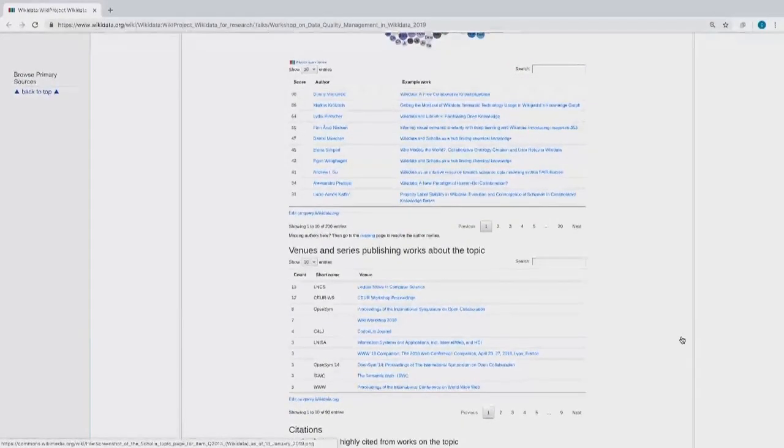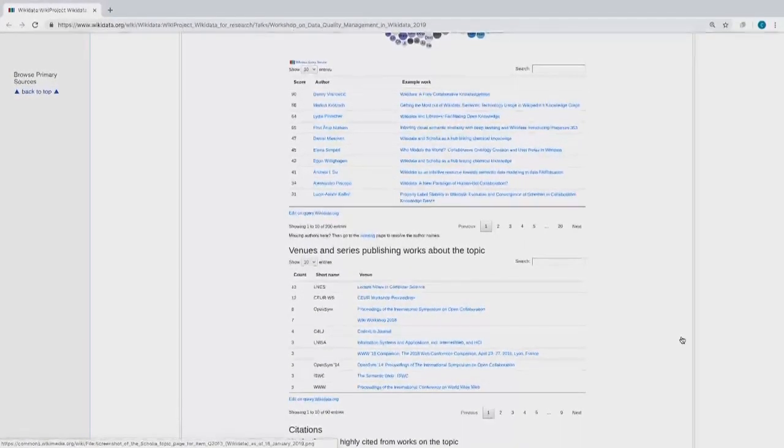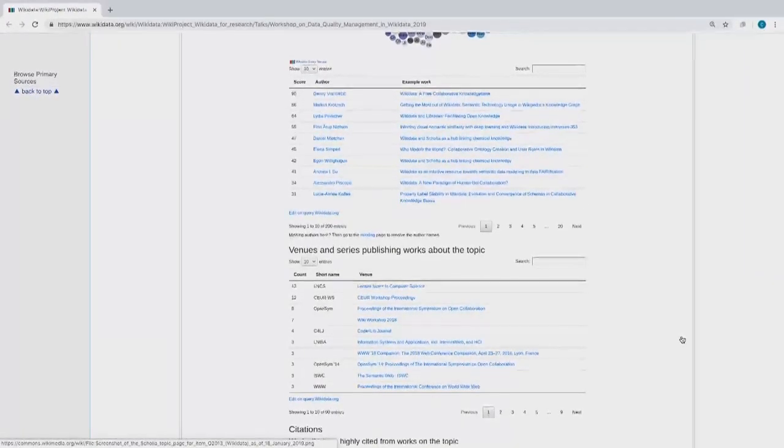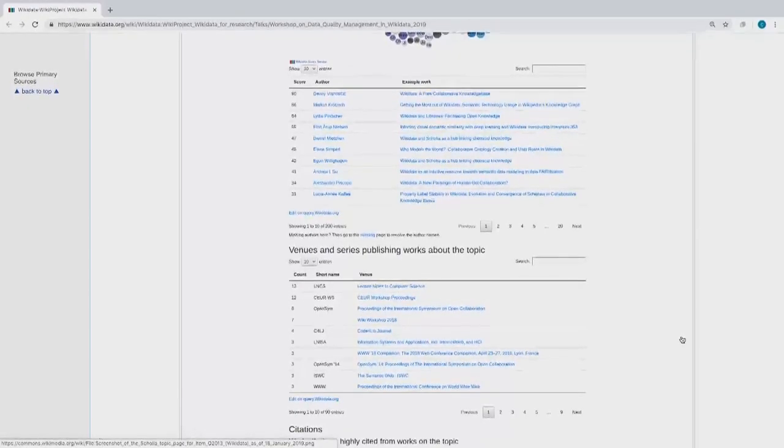Then we also notice here in the venues and series publishing, there's no journal. So the topic of Wikidata is not really a journal thing at the moment. And this is being talked about at conferences, at events. So in biophysics, basically journals are the thing where you publish, and events, conferences, they just don't count, right? So for me, this is a strange beast. But in computer science, that's the normal.